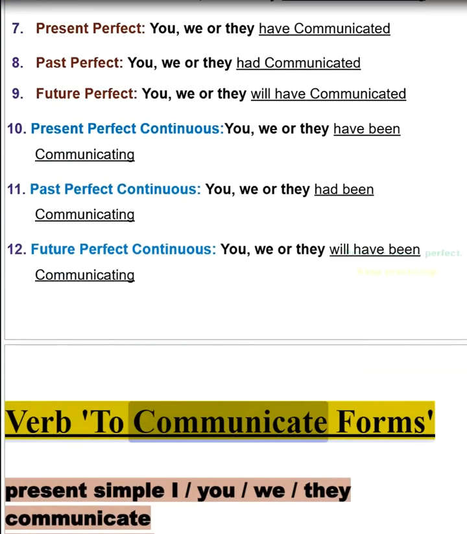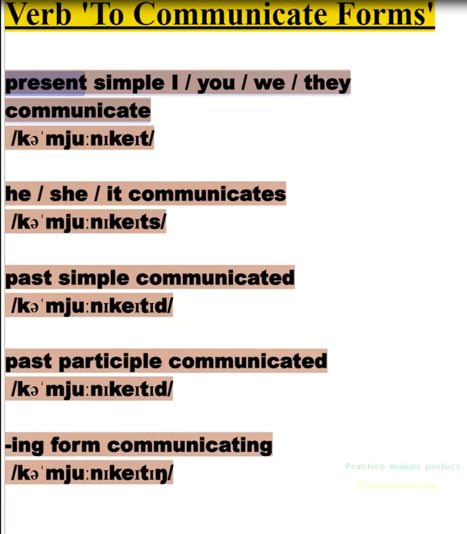Verb to communicate forms. Present simple: I, you, we, they communicate. He, she, it communicates. Past simple: communicated. Past participle: communicated. Form: communicating.